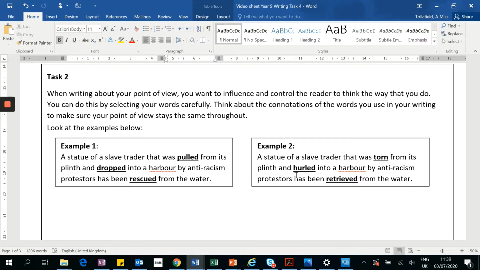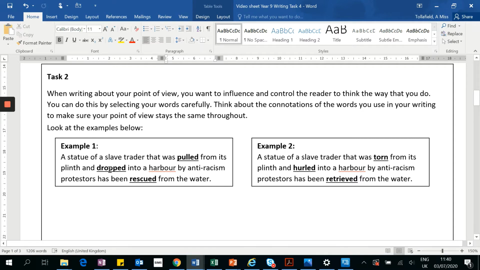So let's have a look more closely at task 2. We've got an example here: a statue of a slave trader that was pulled from its plinth and dropped into a harbour by anti-racism protesters has been rescued from the water. In example 2, we have a statue of a slave trader that was torn from its plinth and hurled into a harbour by anti-racism protesters has been retrieved from the water. Now, in this first example, we can look at some of these keywords: pulled, dropped, rescued. They have softer tones to them. It's almost as if it was an accident or a mistake that the statue was taken down.